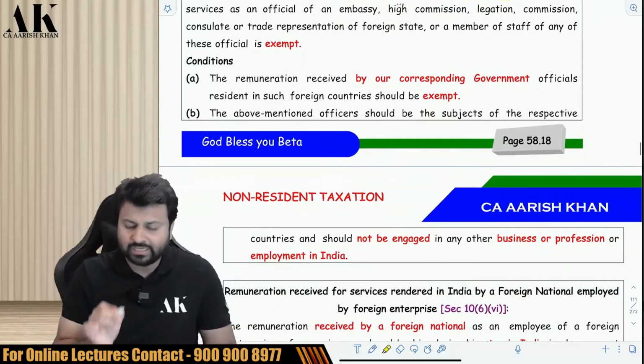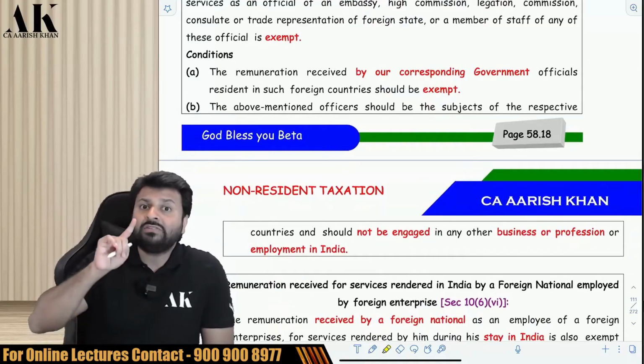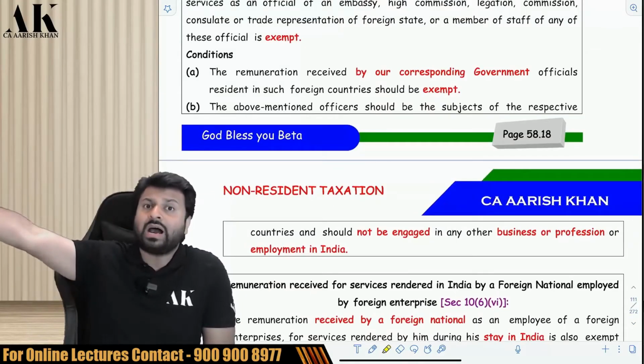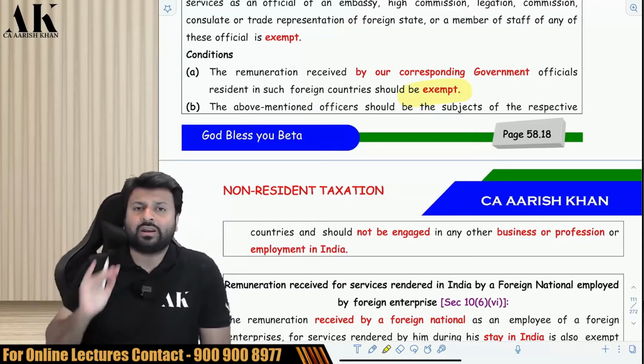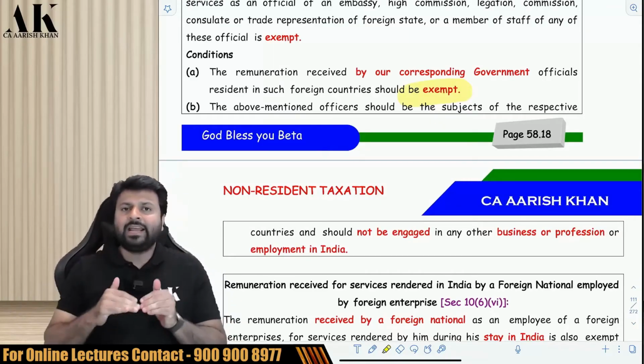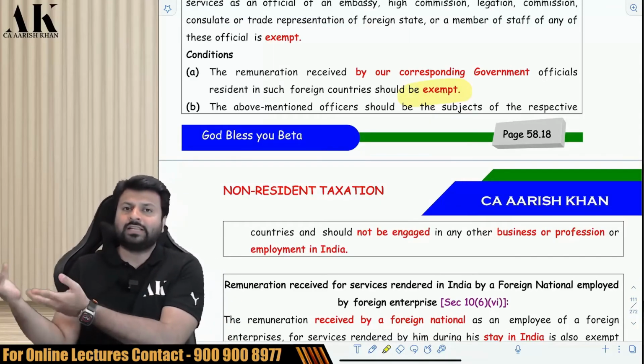subject to some conditions. First condition, the remuneration which the Indian government pays to our corresponding officials in the United States should also be exempt. Then we will exempt your remuneration. Otherwise, we will tax your remuneration also. For example, in India there is a US embassy. In the US there is an Indian embassy.